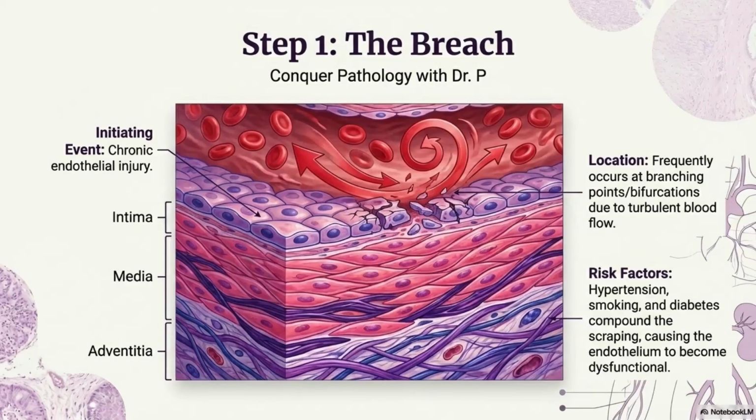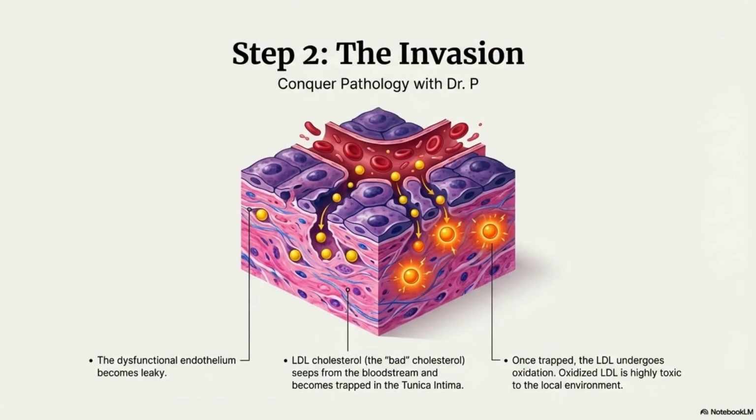Step 1. The breach. The initiating event is chronic endothelial injury. The location? It frequently occurs at branching points and bifurcations due to turbulent blood flow. The risk factors like hypertension, smoking, and diabetes compound this scraping, causing the endothelium to become dysfunctional. Once breached, we move to step 2, the invasion.